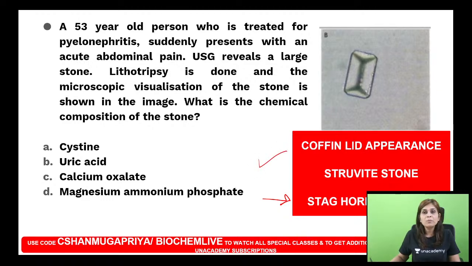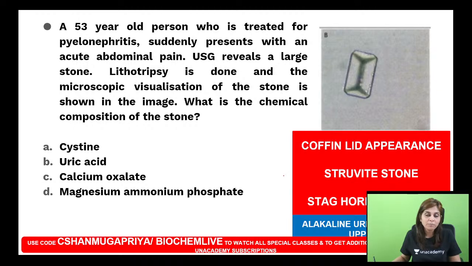Struvite stones appear whenever there is an alkaline pH in the urine, and alkaline pH of urine is observed whenever there is upper urinary tract infection. Whenever there is upper urinary tract infection caused by urease producing microorganisms, urease will convert urea present in urine to form ammonia that causes alkaline pH. And this alkaline pH causes struvite stones. What is the chemical nature of struvite stone? It is MAP. You can remember it as MAP.